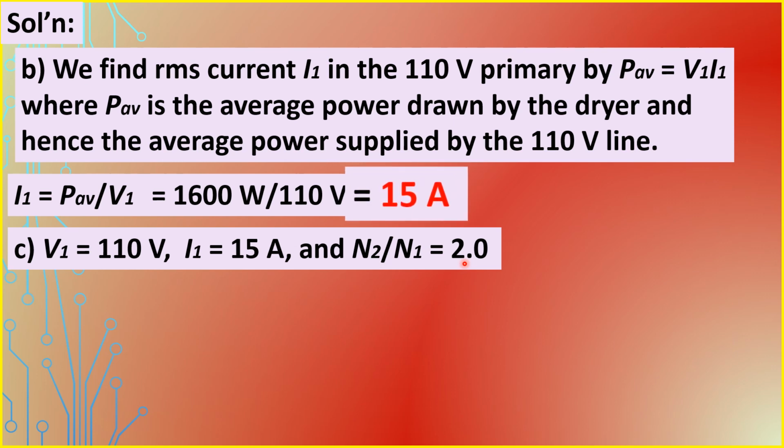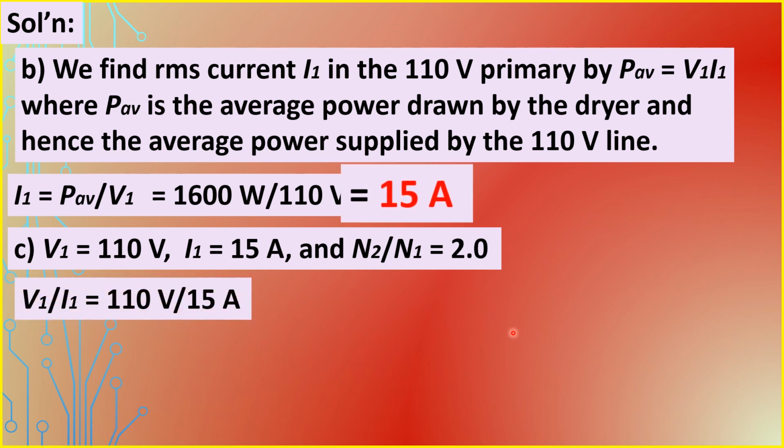And moving on to our final question, which is asking for the resistance. What resistance will your dryer appear to have when operated at 110 volts? Alright, so we first list down all the data that we need. V sub 1, or the voltage in the primary, is 110 volts. The current in the primary, just calculated earlier, is 15 amperes. And the turns ratio N2 over N1 is equal to 2.0.